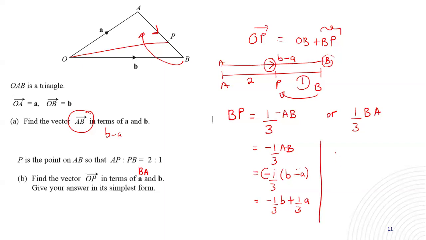Okay. Then from there, we shall say that O to P is equal to our O to B plus B to P. So here I'll have my O to B as B, then plus B to P, which is negative a third of B plus a third of A. So when you do the mathematics, you can do your side work, that this is B minus a third B.